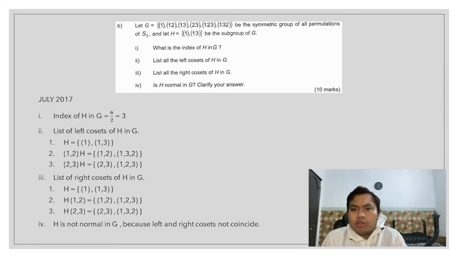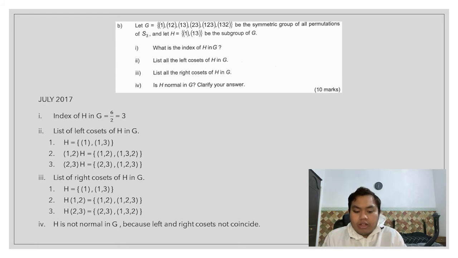Okay, moving on to the next question, which is question 4b from July 2017. The first question is, what is the index of H in G? The index of H in G is 6 divided by 2, which gives 3. Where did we get 6 and 2? 6 is the order of G and 2 is the order of subgroup H, and we get 3. The second question is, list all the left cosets of H in G.